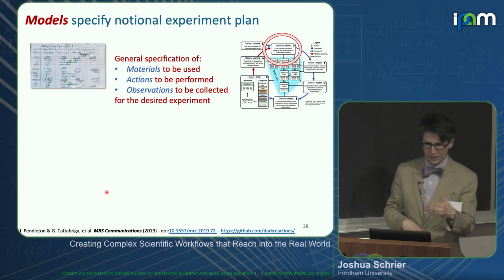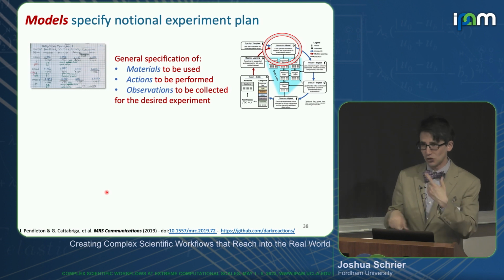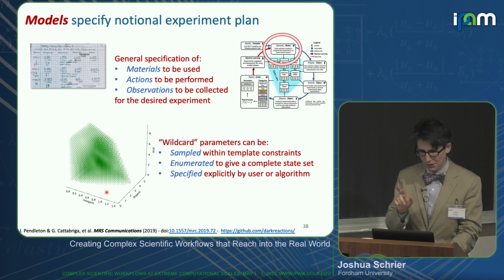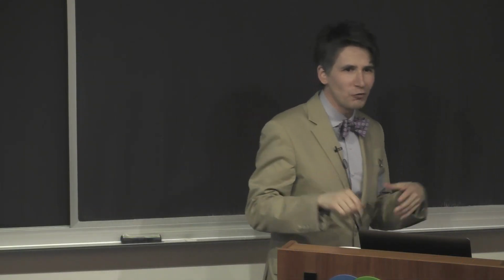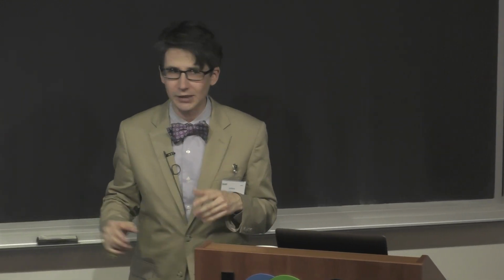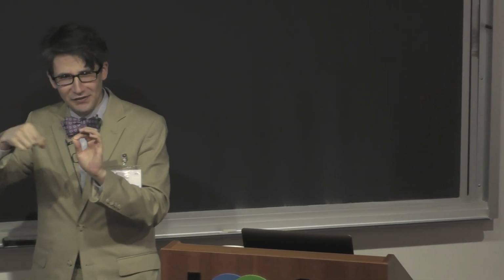The models are these notional experiment plans: what are the materials that you should be using, the actions that you should be performing, and the observations that you should be making later on? And we wanted to set the default practice to move people away from getting stuck in a rut. So by default, any free numerical parameters are just sampled over their feasible ranges and assigned to random locations in the experiment. If you want to do something very specific, or you have a particular line of experiments that you want to enumerate, you can do that. But by default, we just want you to do things randomly. It might be better than doing things in another way.